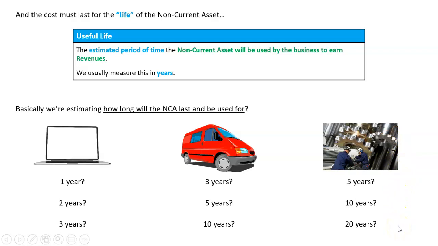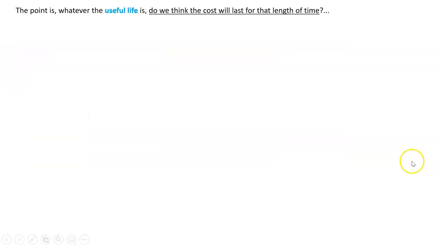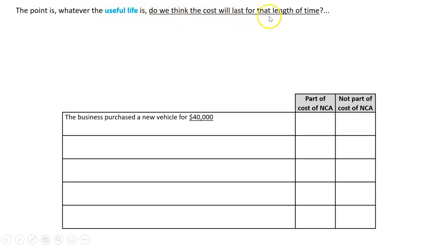What we'll have to do later on is pick one of those values for each of those and say, this is how long I think this laptop, car, or machinery will last. And therefore, that becomes its life. So we might say 2 years for the laptop, 10 years for the car, and 20 years for the machinery, for example. And whatever that useful life is, we really won't have to worry about it because the question will give it to us. It'll just say this laptop's going to last for 3 years, for example. But we just want to think, whatever that life is, will the cost last for the length of that lifetime?